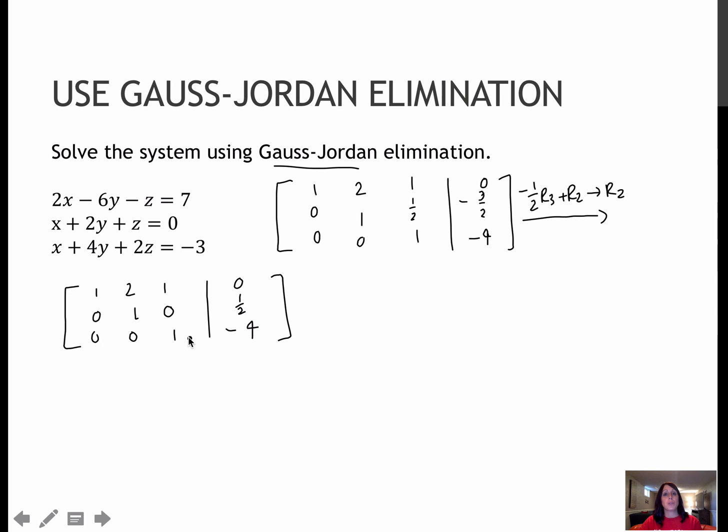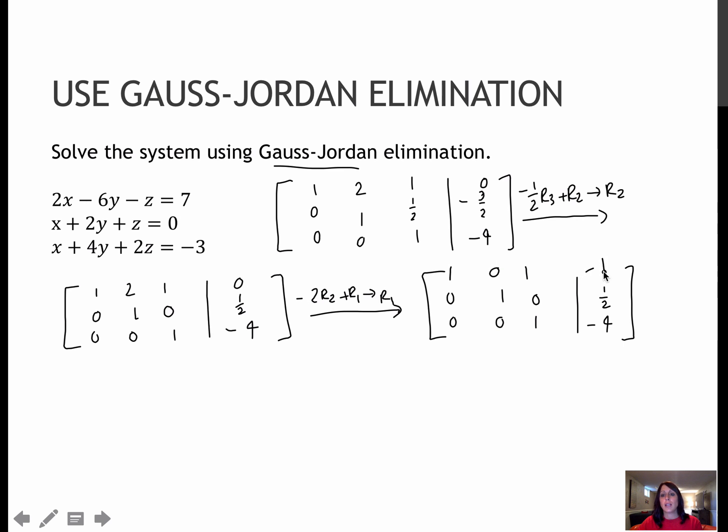So now I've got row 3 exactly where I want it, I have row 2 exactly where I want it, and now I have to change some things to get row 1 exactly where I want it. To make my second term a 0, I'm going to take negative 2 times row 2 plus row 1 to be my new row 1. Everything else will remain the same. Negative 2 times 0 is 0, plus 1. Negative 2 times 1 is negative 2, plus 2 is 0. Negative 2 times 0 is 0, plus 1 is 1. And negative 2 times 1/2 is negative 1, plus 0 is negative 1.